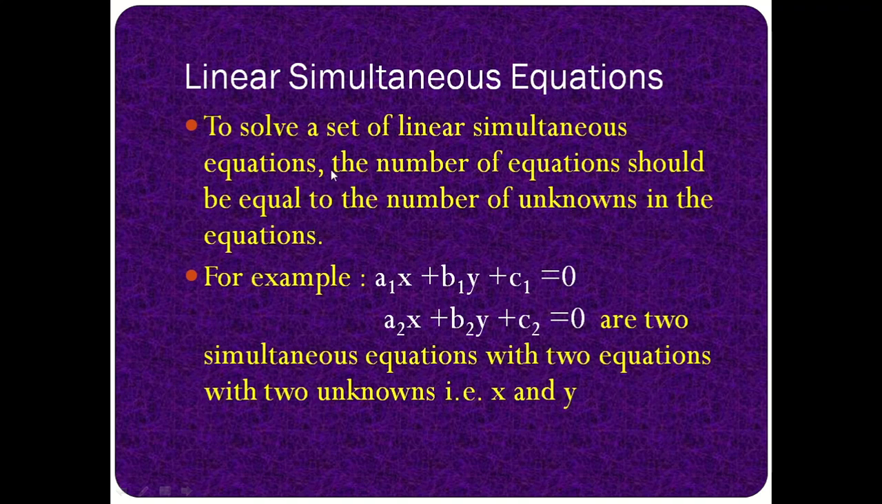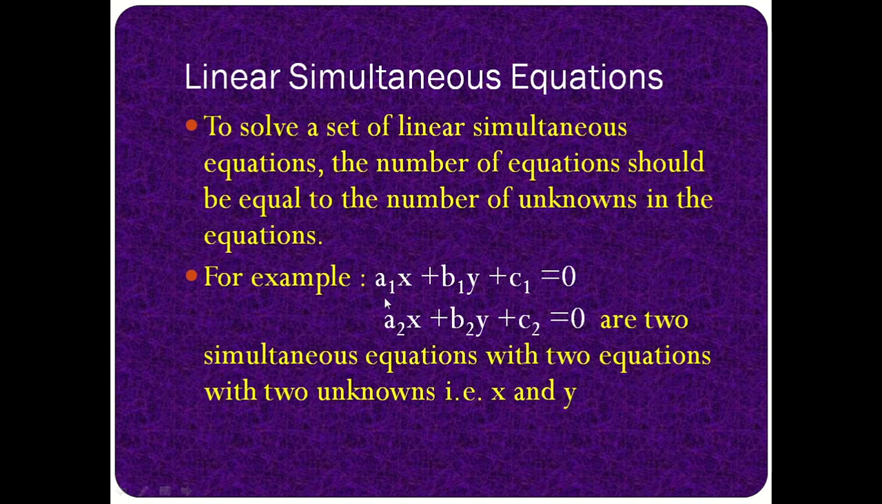For example, if you have two unknowns, x and y, then there should be two equations. If you have three unknowns, you need three equations. For example, a1x plus b1y plus c1 is equal to 0. So we have two unknown variables x and y. And another equation is a2x plus b2y plus c2 is equal to 0. There also we have two variables x and y. So we have two equations with two unknowns.